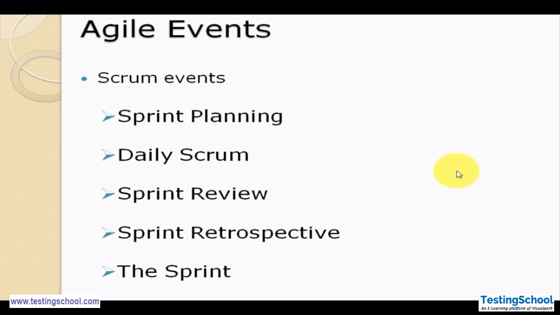Then we have the sprint meeting. In the sprint meeting, we see what we have done in the current sprint and what we are going to take in our next sprint. So these all are the agile events which we are following in our agile model.